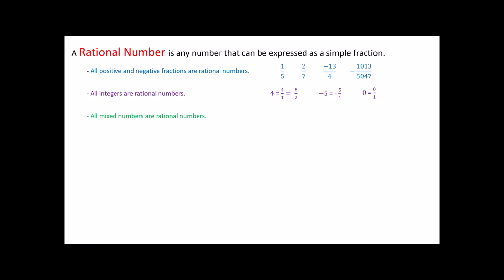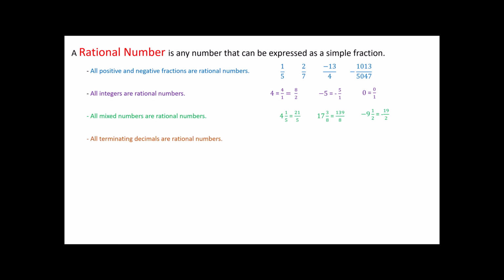All mixed numbers are fractions, or are rational numbers. So for example, 4 1/5 is rational because I can convert this to the form 21 over 5. Remember, how to do this is not the focus of our lesson. That's simply to realize that it would be rational. 17 3/8 would be 139 over 8. And negative 9 1/2 would be negative 19 over 2. Again, because I can write it with a numerator and a denominator, I would say it's rational.